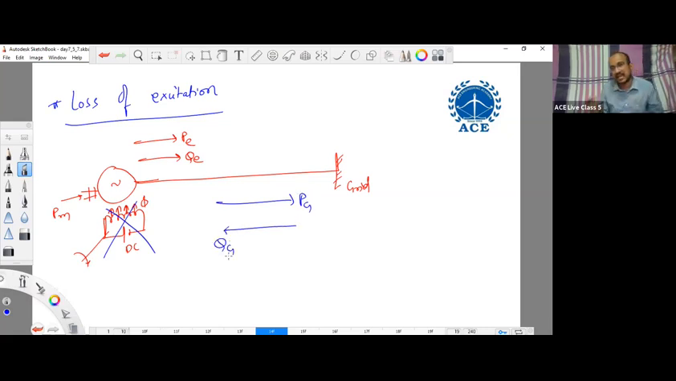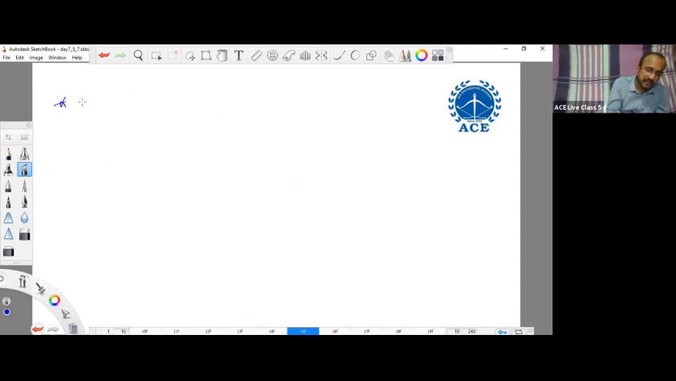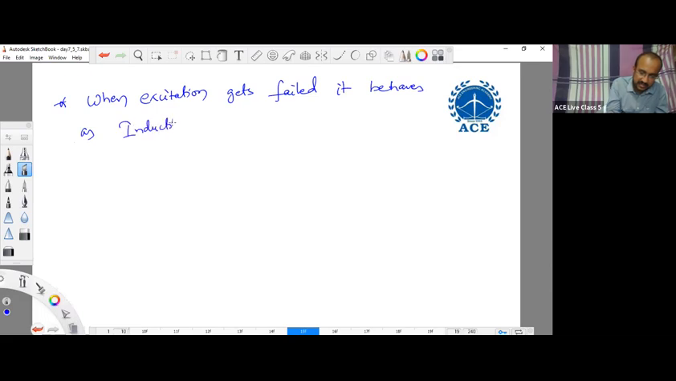To maintain that flux, it will absorb the reactive power from the grid and behaves as an induction generator. Understood my point? So when excitation fails, the alternator or synchronous generator behaves as what? An induction generator. Okay, now what is the point that you can note here? When excitation gets failed, it behaves as an induction generator.